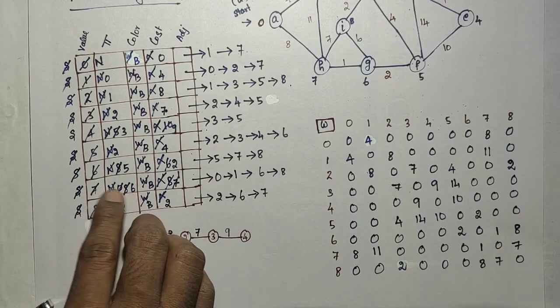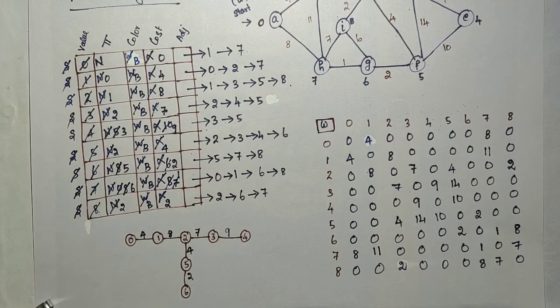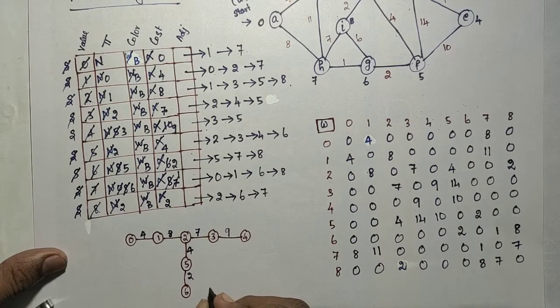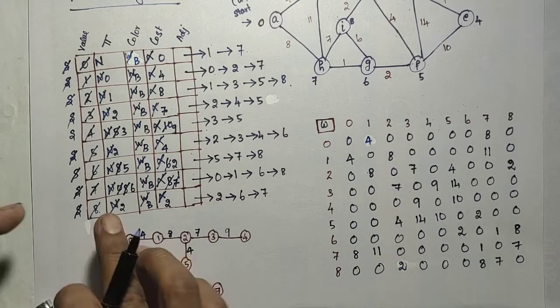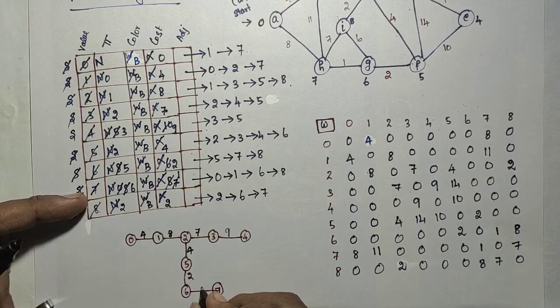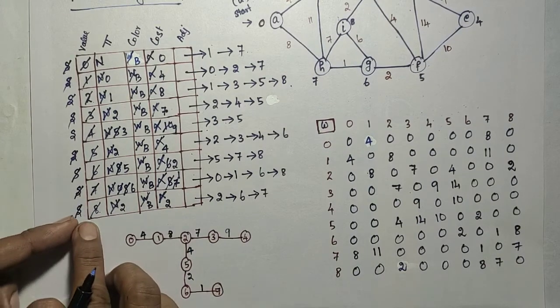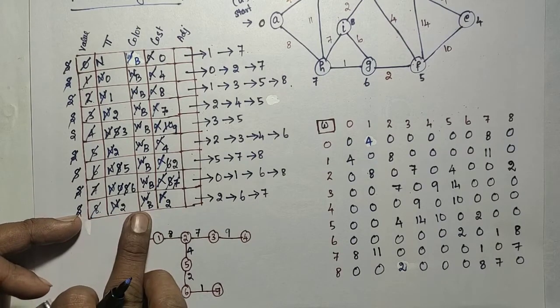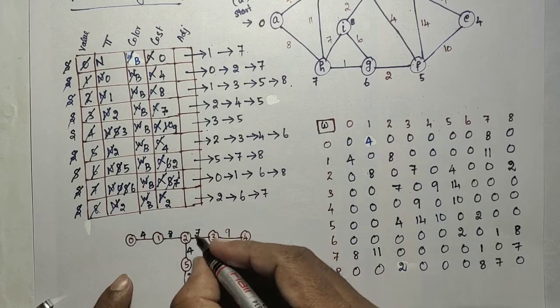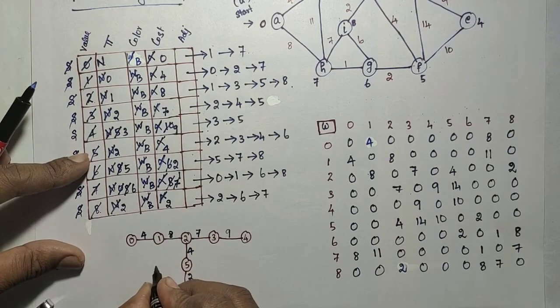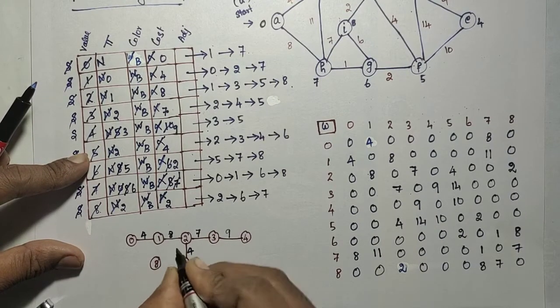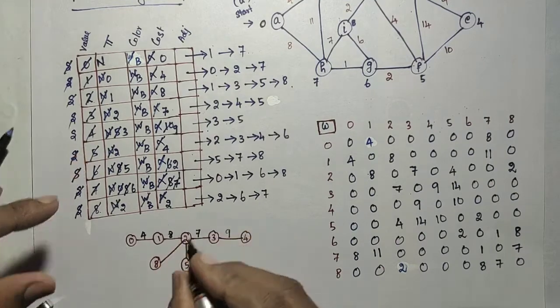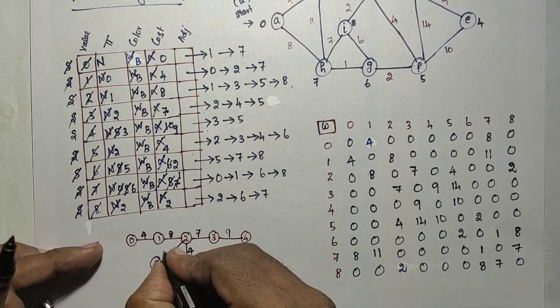The next, 7 will be added with 6, and that cost is 1, so that will be added. Next, 8 will be added with 2, 2 to 8. So 8 will be added with 2, with the cost 2.